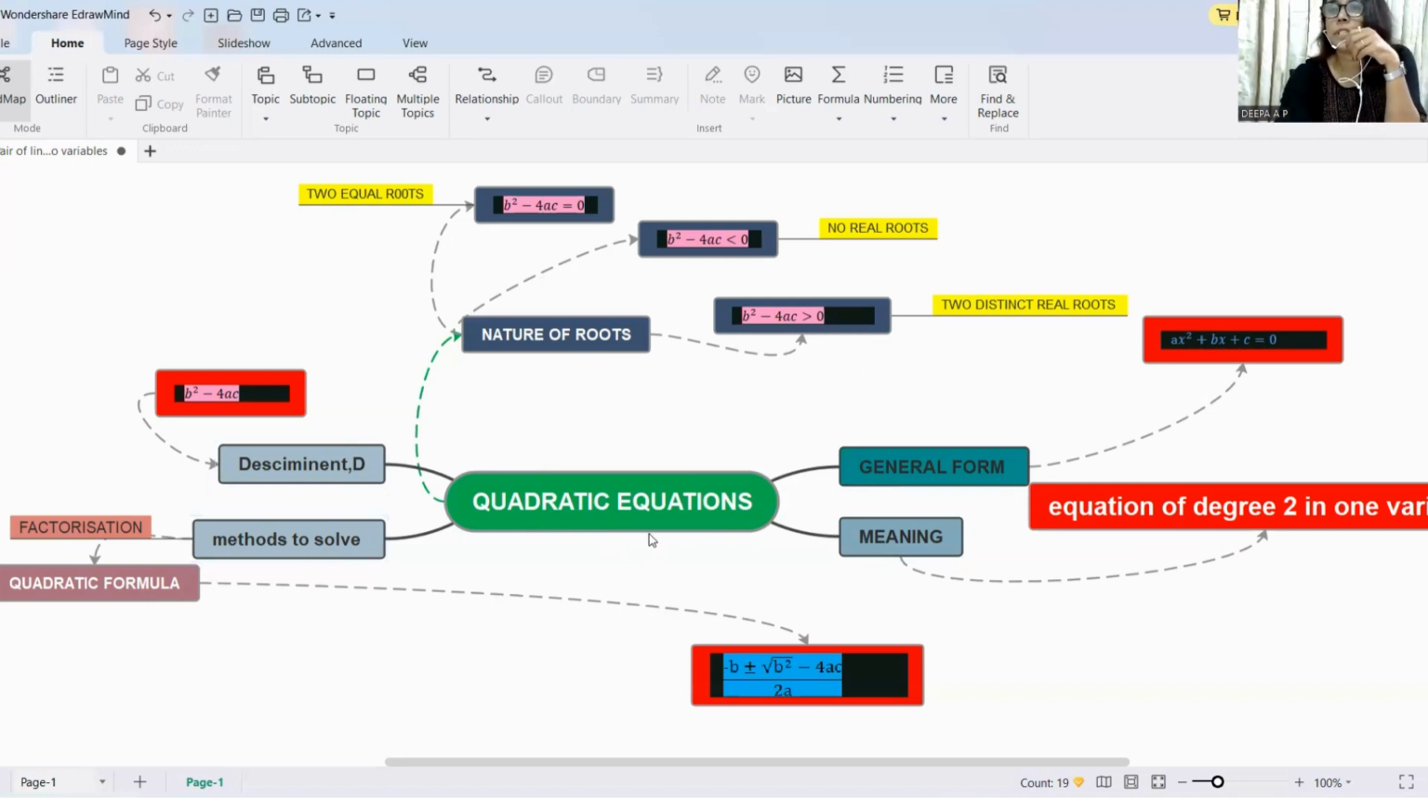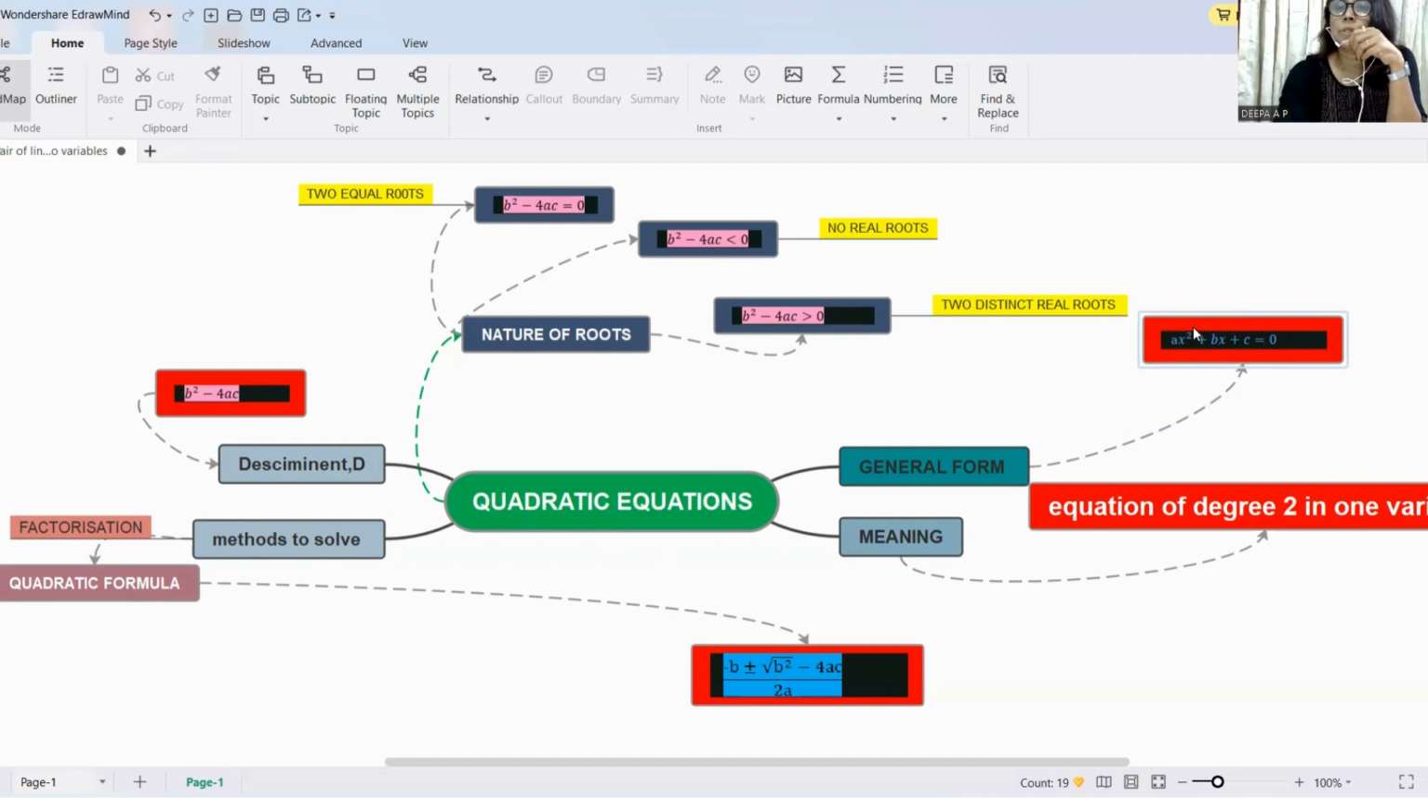I'll explain about the general form. Can you see this general form? What is the general form of the quadratic equation? That is ax square plus bx plus c is equal to 0. Okay, so if any equation can be written in this form, ax square plus bx plus c is equal to 0, we can say that this is a quadratic equation because the degree is 2, right?